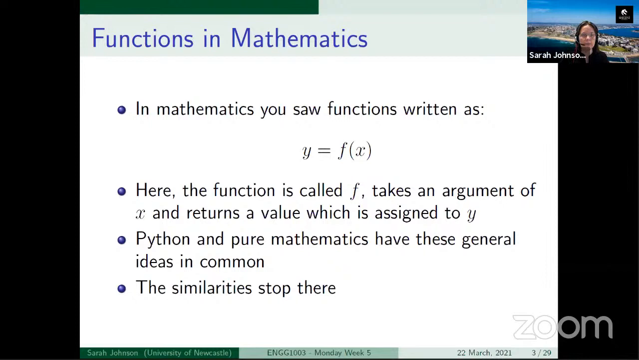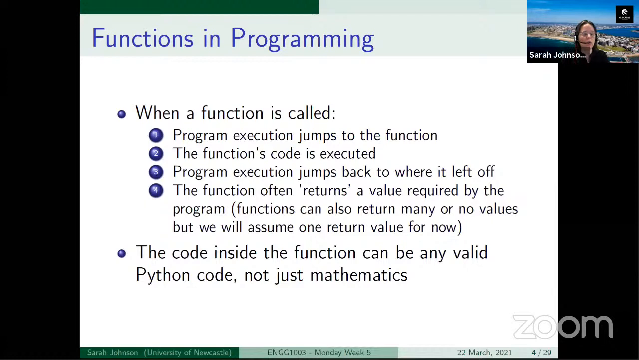Okay, so what happens when a function is called? As you're running through your normal code, a function is called, execution jumps to the function, does whatever the function's supposed to do, and then jumps back to the code where it left off. So for example, in your code that you've been writing in the last few weeks, you may have had a sine function, and you've put in an argument, a value that you want to calculate the sine for. In the background, when Python has seen that sine function, it's jumped away to the code that calculates sine, worked out what the answer is, and then sent it back to your main program.